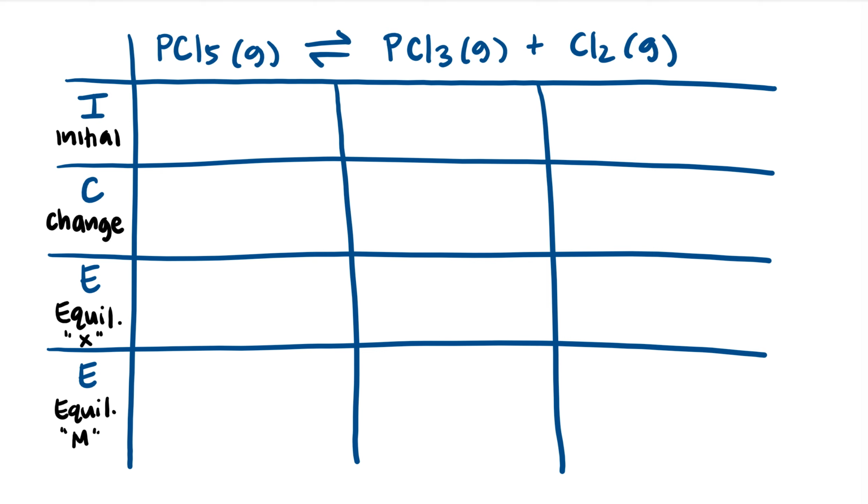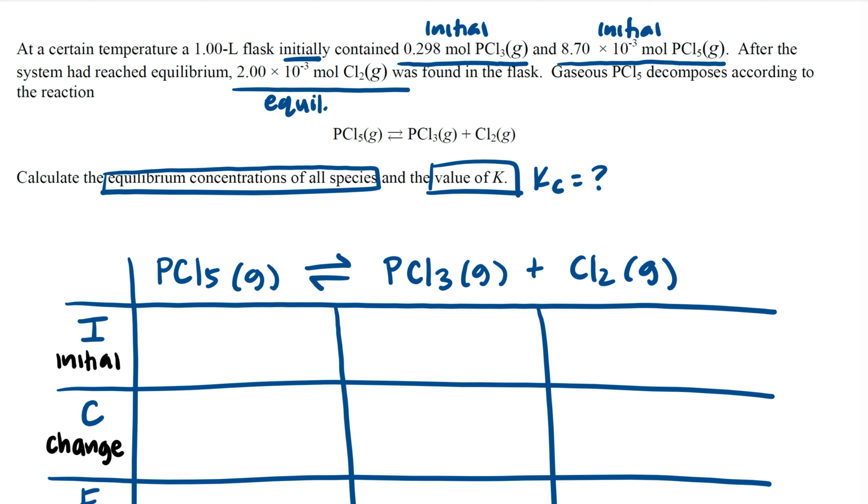All right, so I have my basic outline of my ICEE chart, and what makes this really handy is that it keeps all the information organized for me. We're going to plug in all the information that we know about this chemical system. I am given the initial concentration of PCl3. It's 0.298 moles. But ICE charts need to be in terms of molarity, the moles per liter, so I do need to take into consideration the volume of the flask. The volume of this flask is 1 liter.